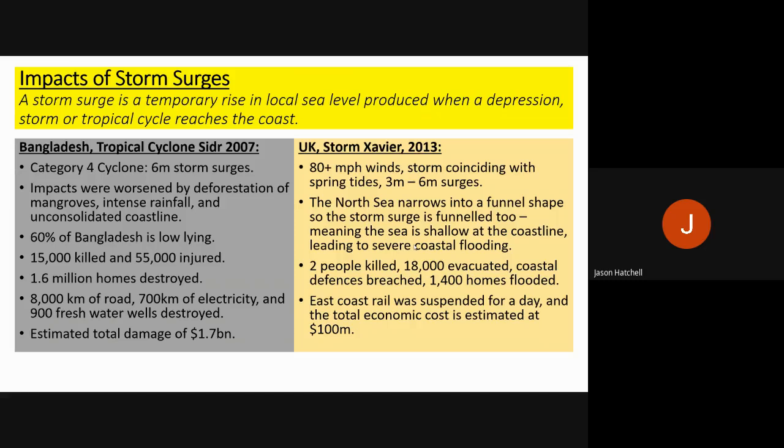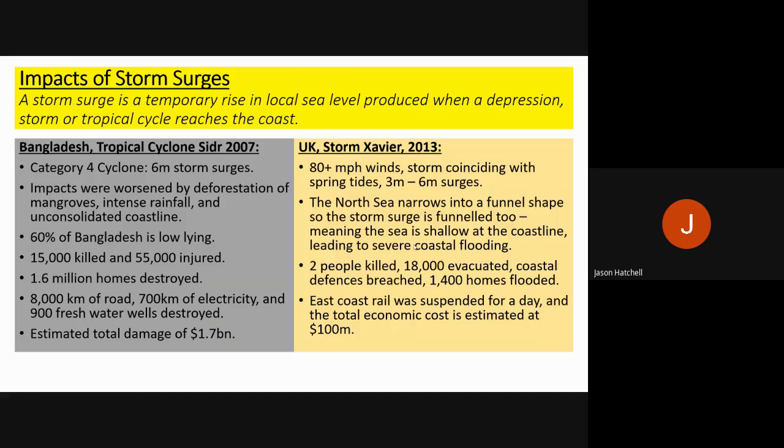Now, 2 people were killed, 18,000 people evacuated, and 1,400 homes were flooded as a result of this storm surge in a developed nation. And the East Coast Railway line was suspended for a day. Total economic cost of this storm and storm surge was estimated to be around 100 million US dollars.